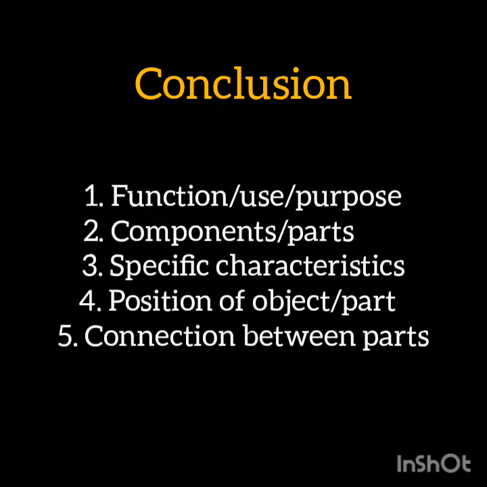In conclusion, a paragraph that describes an object should consist of the following things. Number 1, function or use. Number 2, the components or parts. Number 3, the characteristics. Number 4, the position of the part in relation to other parts. And number 5, the connection between the parts.